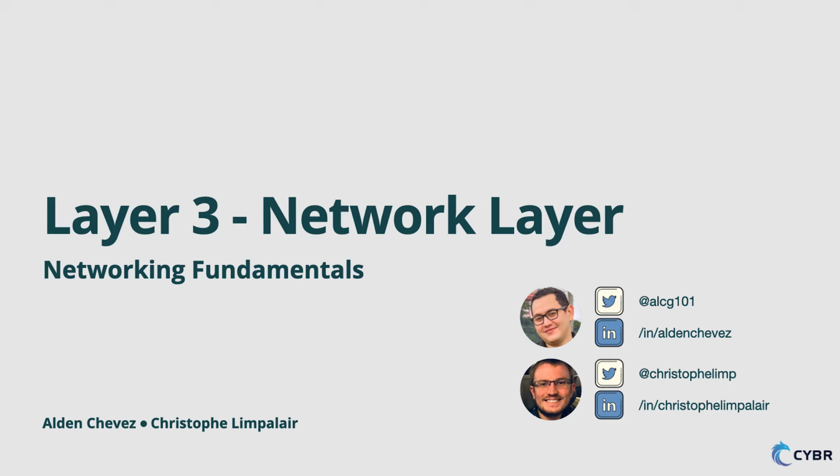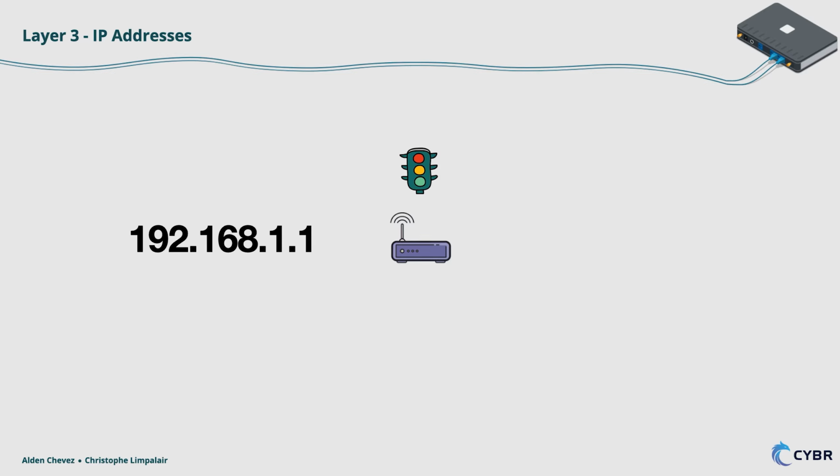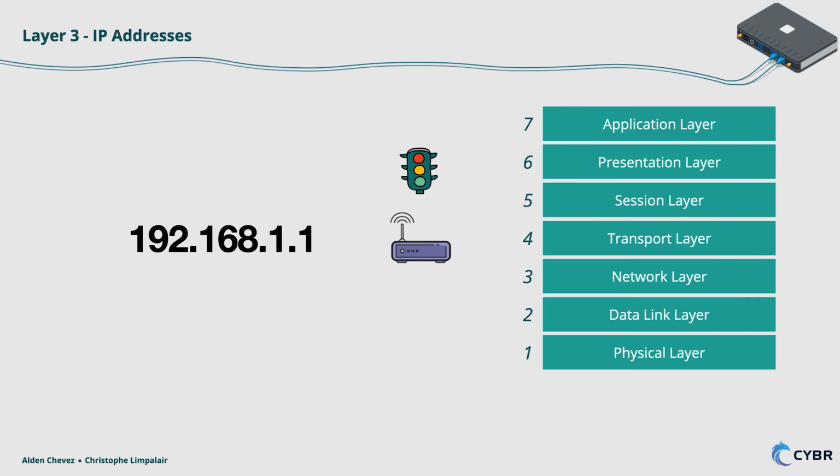It's in layer 3 that we find the infamous IP address, and chances are that you've already heard of an IP address, even if you don't really know what it is or what it's for. So in this section of the course, we're going to dive deeper into what an IP address is, how it's used in networks, how routers route traffic, and other really important information that pertains to layer 3 of the OSI model, which is the network layer.